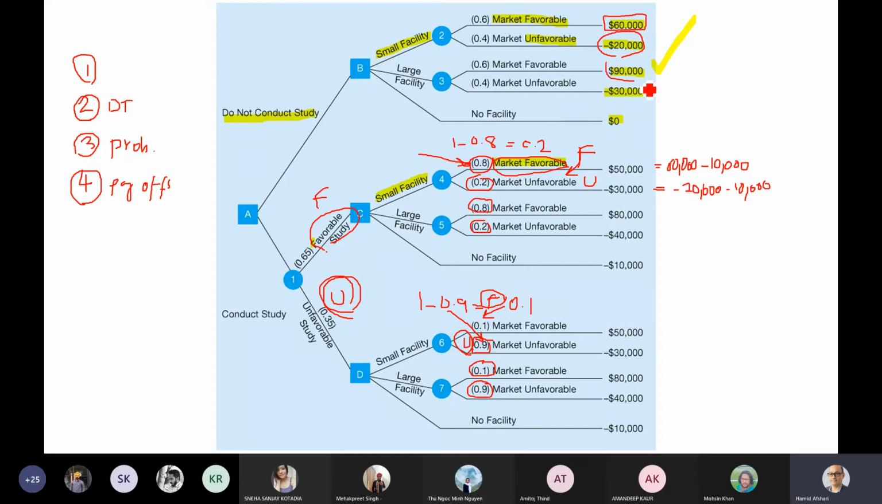Here I am paying 90. I am receiving 90, so it will be 90 minus $10,000 as the cost of this pilot study. So the result will be $80,000. And for the rest of them, be careful here. You're earning nothing. However, you need to pay $10,000 for the pilot study. So the result is minus $10,000.